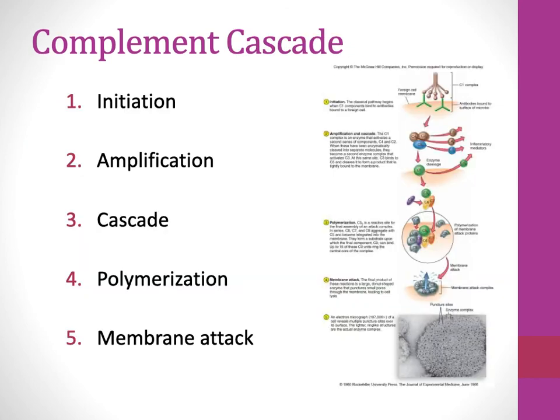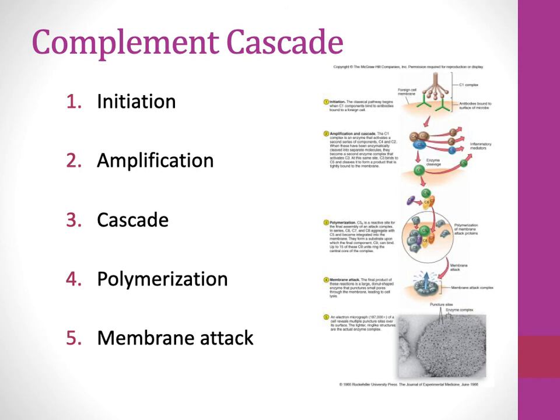So again, just linking this back to one of the figures in the textbook. Again, we have initiation. This is looking at the classical pathway, because we see an antibody binding to an antigen that's on the surface of the microbe, and then our C1 complex coming in. We then get amplification of that signal, because we're going to get activation of C4 and C2.